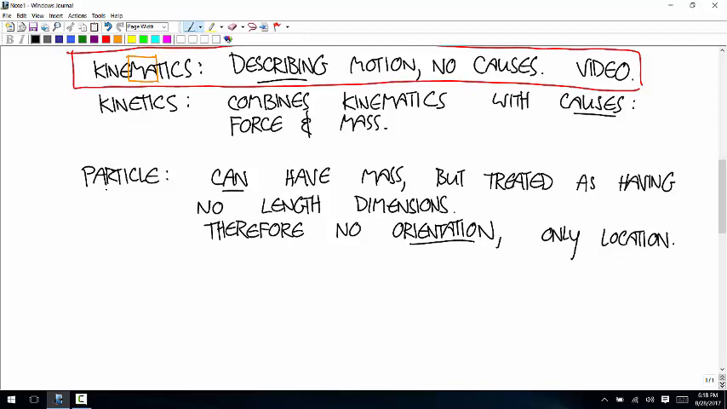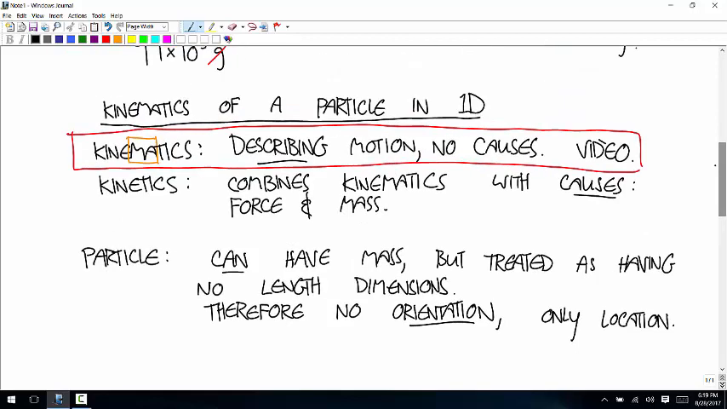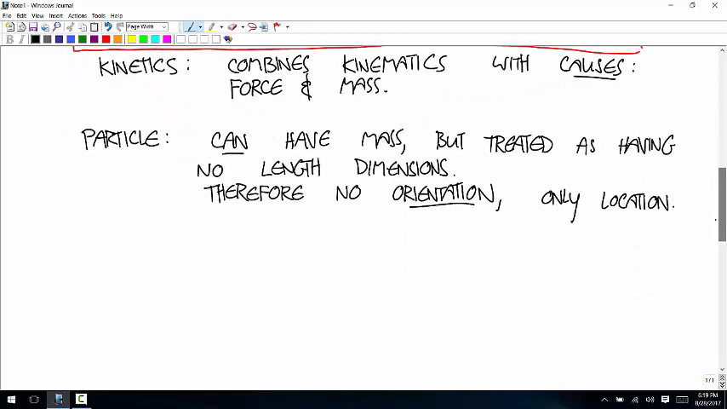So a particle: there's nothing that's inherently a particle. It's just an approximation we make so we can do the math. And then the last thing we have to define is one dimension, 1D.